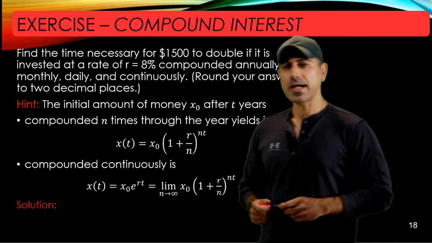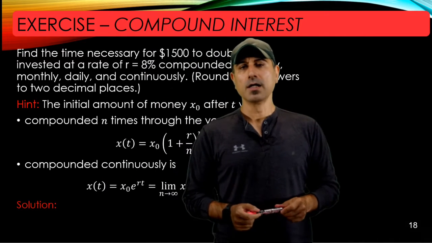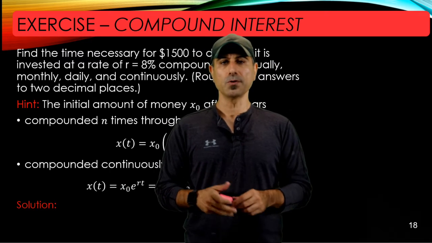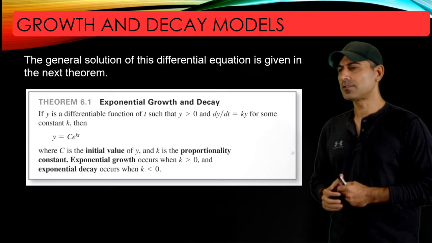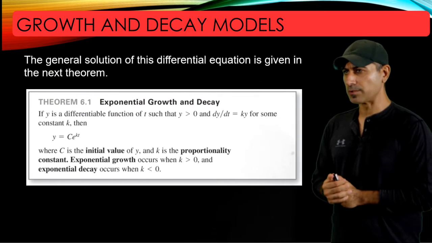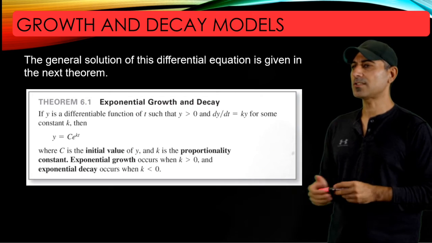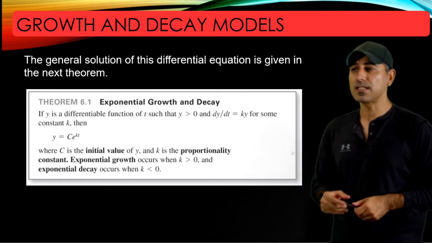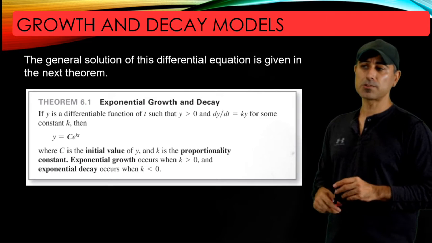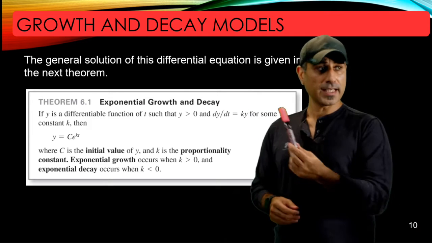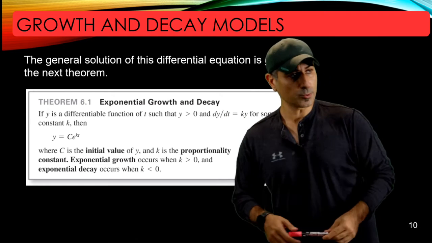I just want to remind you at this moment that we have certain differential equations spitting out solutions in the form of exponentials. Here I just want to bring this slide back for you to remember exponential growth and decay problems. If you have a differentiable function of t such that y is strictly positive, but the rate of change of y in time is proportional to y itself, and the k here is the proportionality constant, so because y and dy over dt are proportional.